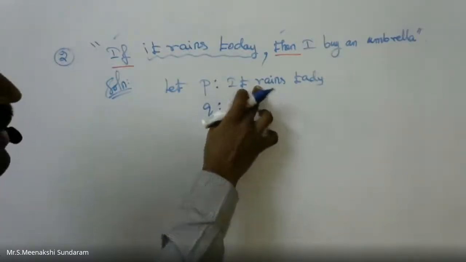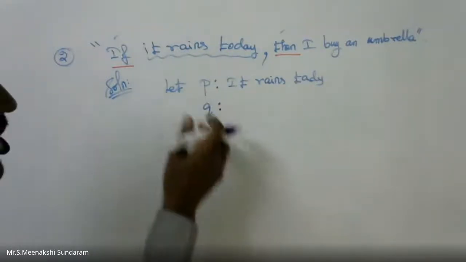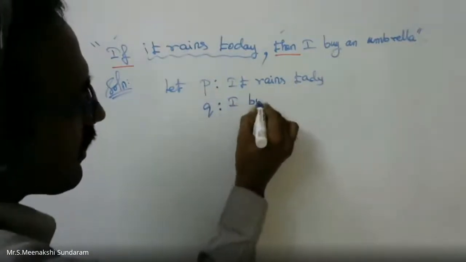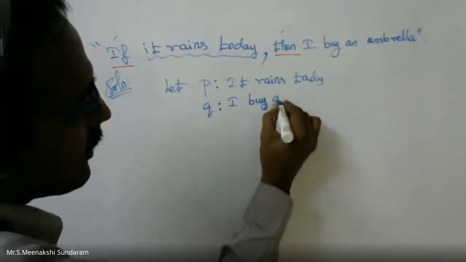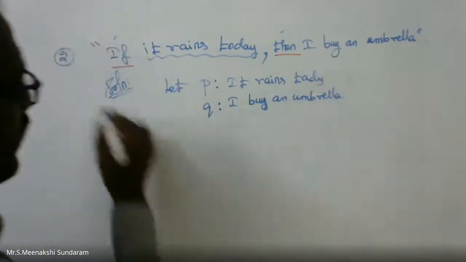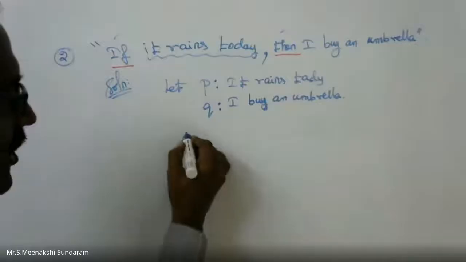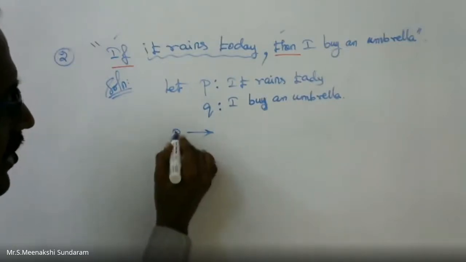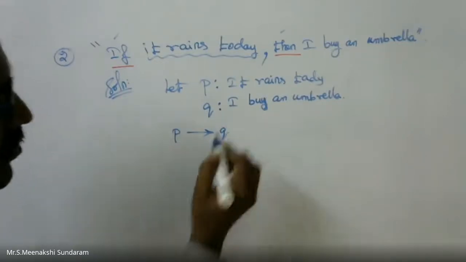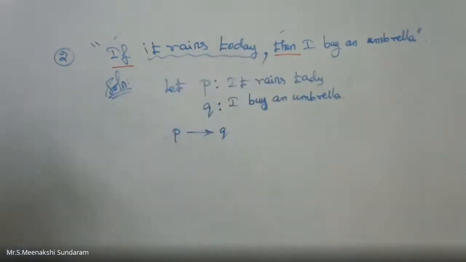I buy an umbrella. You can write U for umbrella and R for rain, or simply take them as P and Q. So Q is I buy an umbrella. But the statement is: if P, then Q. If then means conditional. If the input is P, then the output is Q. So that is P tends to Q, the symbolic representation of the given statement.